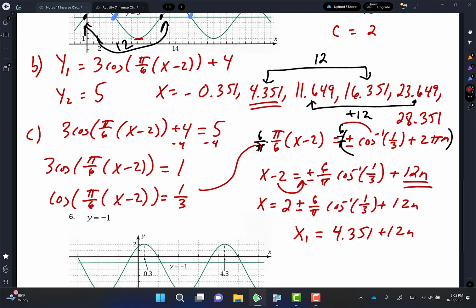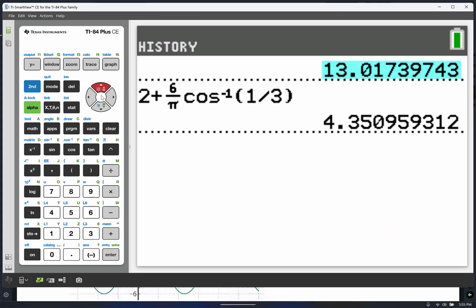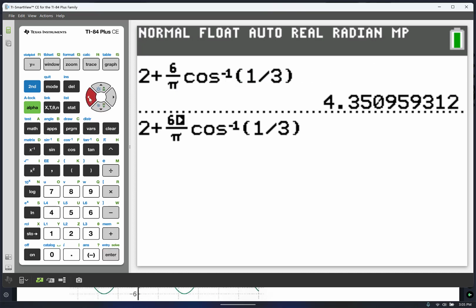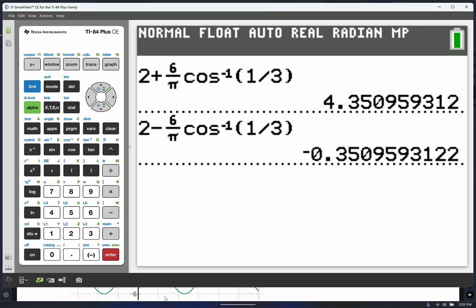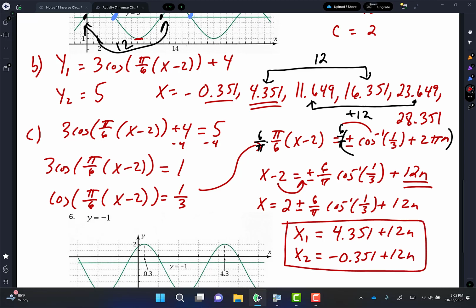So I know that's going to give me my other answers. x2. Instead of plus, I do what? Minus. So just scroll up and change the plus to a minus, enter. Negative 0.351, OMG, that's one of my answers right there. That was this one right here. Negative 0.351 plus 12n. And there it is. I know these will get me all those answers in the top. And that's all you have to show me when you get to letter C.